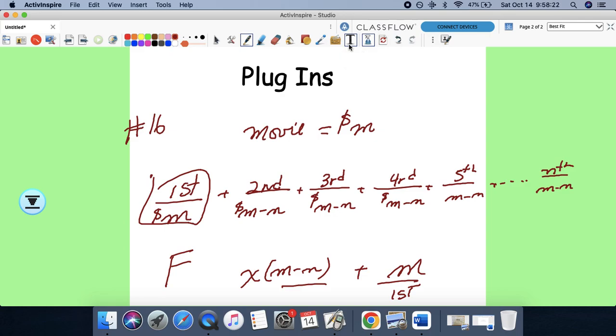During the sale, each additional ticket costs $N less, and for example, the cost of the second ticket is M minus N, okay? Which of the following represents the cost in dollars of X tickets during the sale?